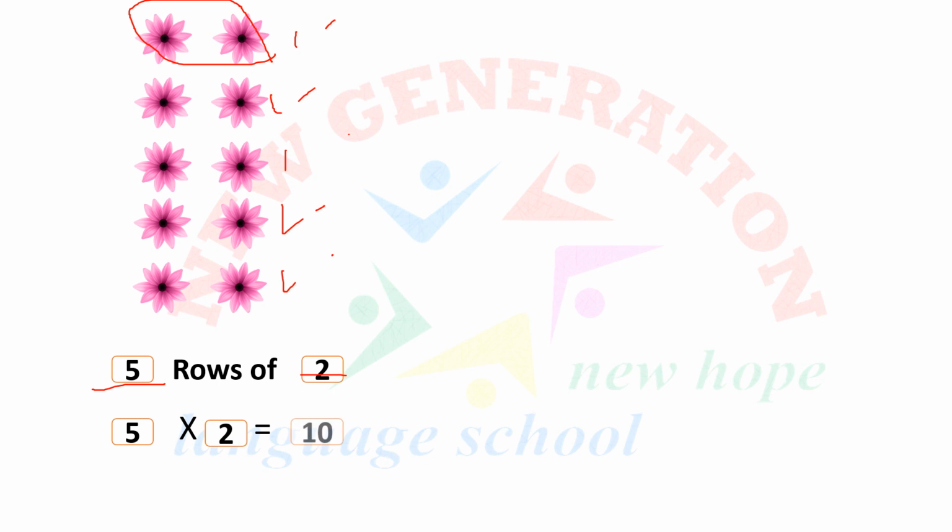5 times 2 equals 10, which means I repeat the 2 elements 1, 2, 3, 4, 5 times. 2 plus 2 plus 2 plus 2 plus 2 equals 10. And the first number stands for how many times I repeat or how many rows. The second number stands for how many columns or how many items inside each row.